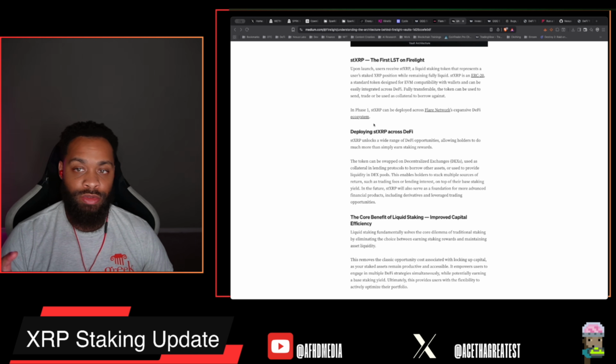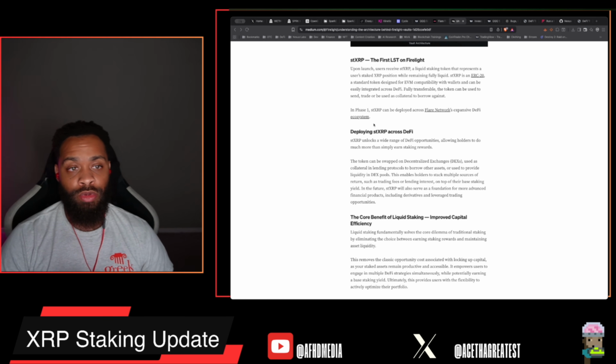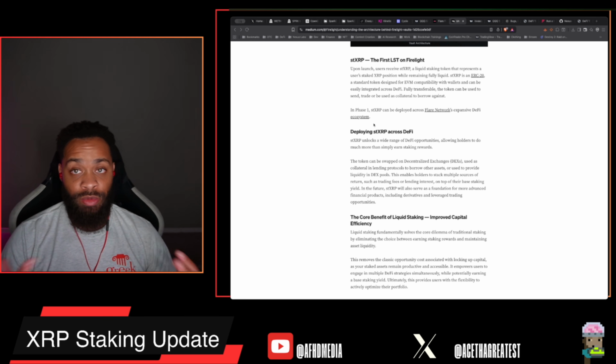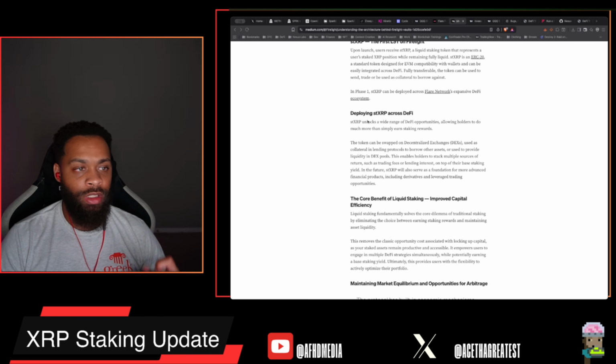So that includes the DEXs I named earlier. That includes Kinetic. I'm sure Cyclo Finance is going to support staked XRP as well as FXRP and several other dApps to be named. Moving on. Deploying staked XRP across DeFi.